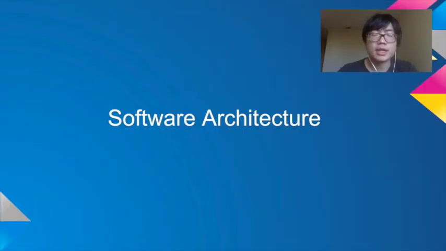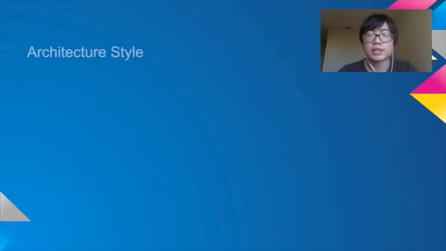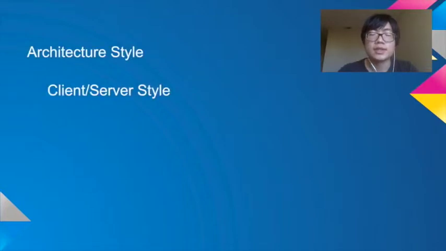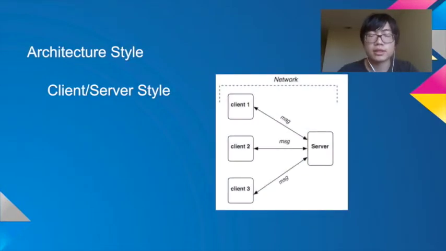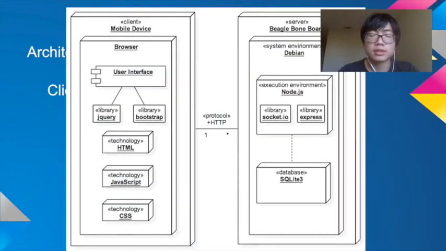Hi, I'm Salim. I will introduce our software architecture design and some important technical decisions to you. Firstly, our architecture style is client-server style. There is one server and many clients. The server communicates with the clients through the computer network. This diagram illustrates how we deploy the server and the clients. The server is deployed on the BeagleBone Black, and the clients are many browsers on users' mobile phones.